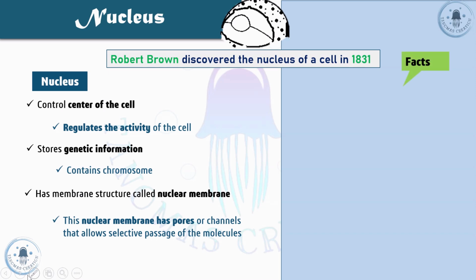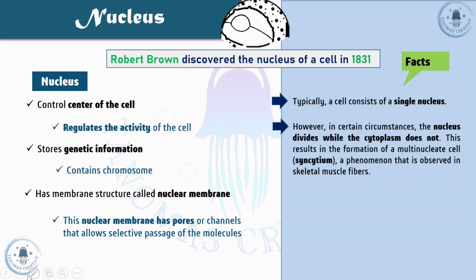Now coming to some facts related to the nucleus. Typically a cell consists of a single nucleus. One cell contains one nucleus. However, in certain circumstances, in rare cases, we see that the nucleus divides while the cytoplasm doesn't. In cell division, we have studied the division of the different organelles, and lastly karyokinesis and cytokinesis occur. Here cytokinesis doesn't occur, that means the nucleus divides and the cytoplasm doesn't.